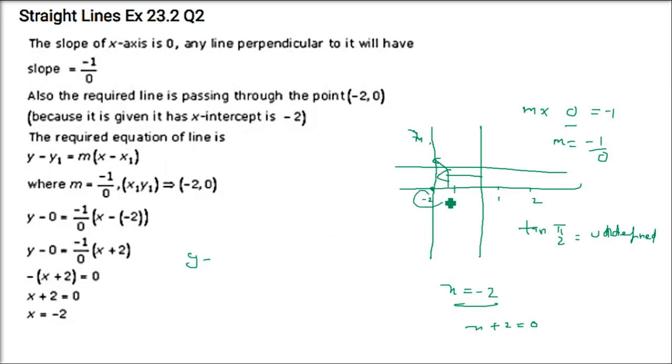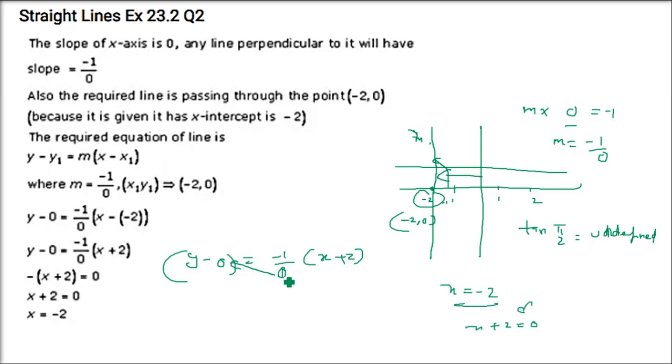Now y minus y1 equals m times x minus x1, that is what you are going to take. Now these coordinates are minus 2, 0. So y minus 0 equals minus 1 by 0 we are writing for m, and x minus x1, that is x minus of minus 2, that is x plus 2. So now we are going to cross multiply. Multiply 0 with y minus 0. Y minus 0 into 0 equals minus 1 into x plus 2.